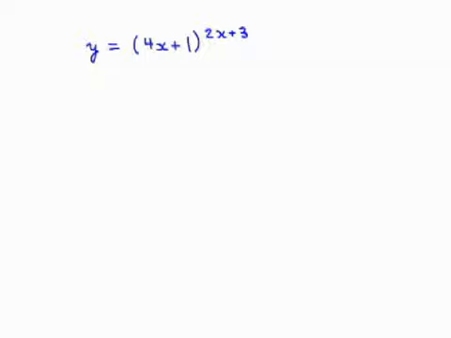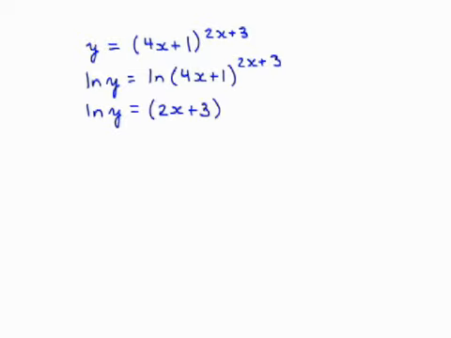What we're going to start by doing is logging both sides of the equation, and we will use logs of base e, so natural logs. So that's what you see in the second line of our solution. The next thing we've done is we've used one of our laws of logs so that we end up with our third line, which is the natural log of y equals (2x plus 3) all multiplied by the natural log of 4x plus 1.